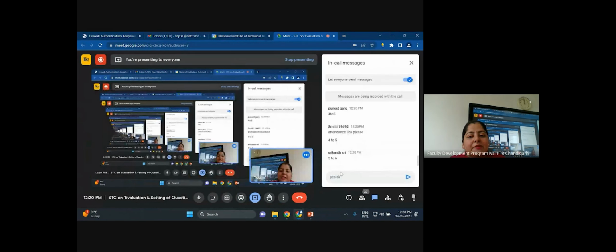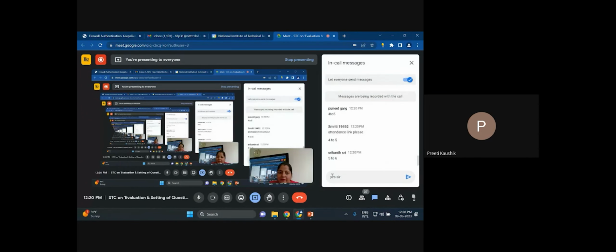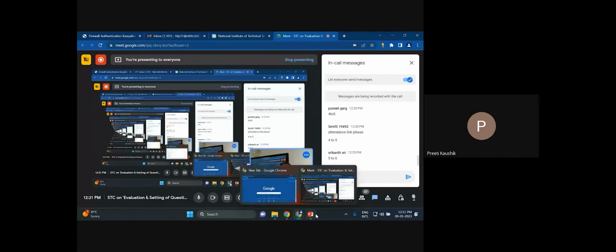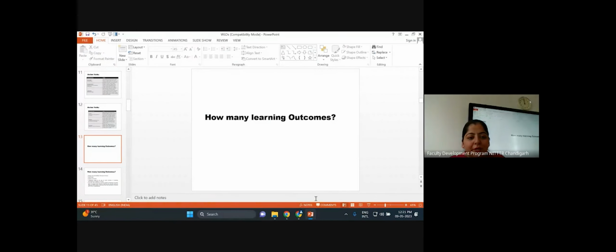Shrikant sir said 5 to 6. Thank you very much, sir, for your reply. Samriti ma'am, 4 to 5. Puneet Garg said 4 to 5. Sometimes it depends on the topic, ma'am. See how vast it is. Yeah, thank you very much, ma'am, for the input. Bhupinder Singh sir said 4 to 5.